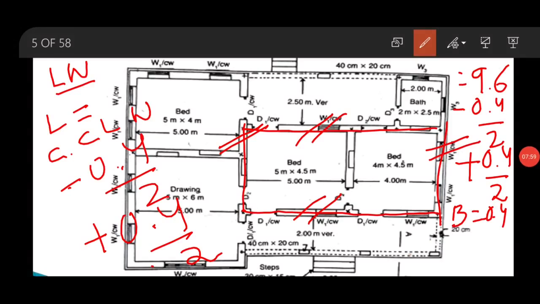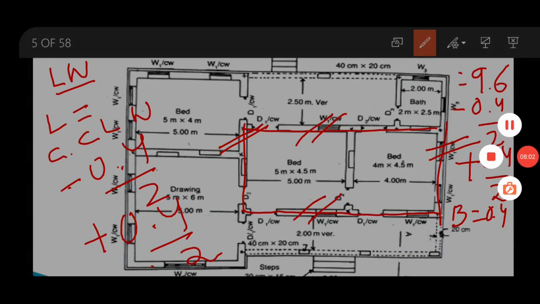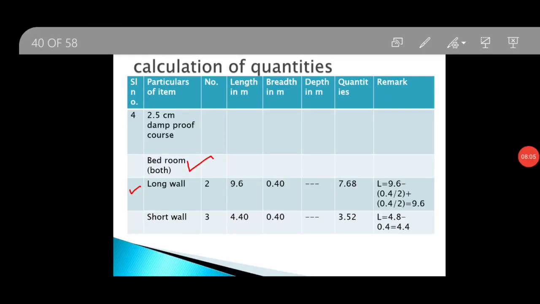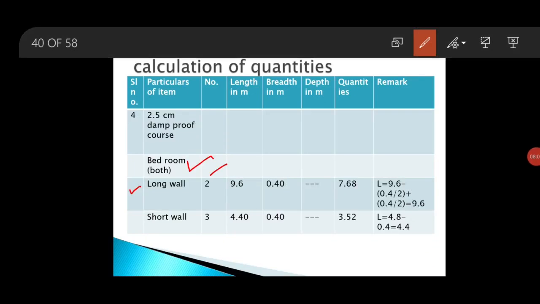Then we will move to the details of measurement form. Here the number of long wall is 2, and in the remark column, see 9.6 is the center to center length. From that we have to subtract 0.4 by 2 and add 0.4 by 2. Okay. So the resultant length will become 9.6, breadth is 0.4. By multiplying these 3, we will get the quantity as 7.68 square meter. Okay. Then we will move to the short wall.